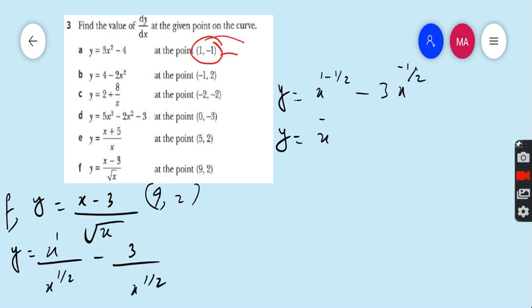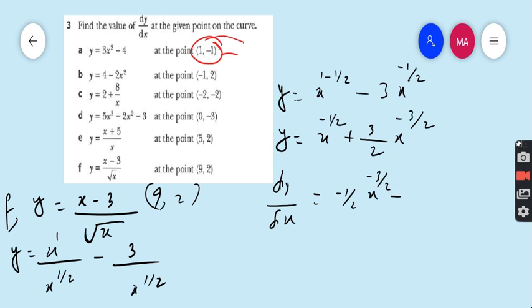x to the power 1 minus 1 upon 2 is minus 1 upon 2, minus minus plus 3 upon 2, x to the power minus 1 upon 2 minus 1 is minus 3 upon 2. Therefore the derivative dy by dx is minus 1 upon 2 x to the power minus 1 upon 2 minus 1, which is minus 3 upon 2, plus minus 3 upon 2 into 3 upon 2 is 9 upon 4, plus 9 upon 4, and x power 2 1 are 2 minus 3 is minus 5 upon 2.